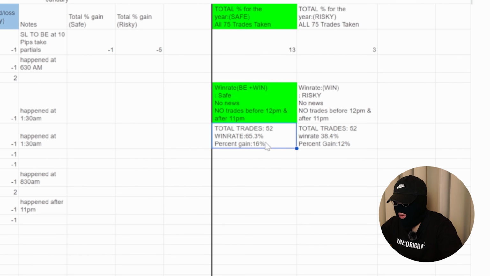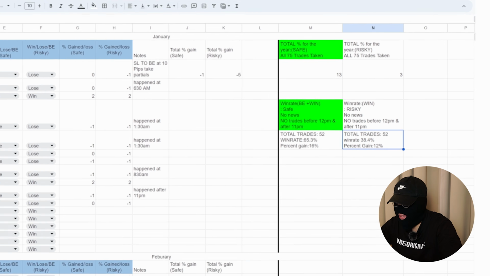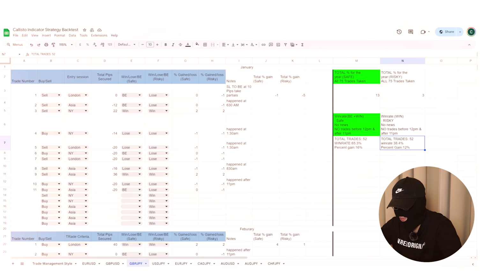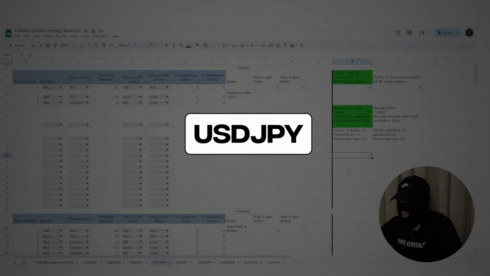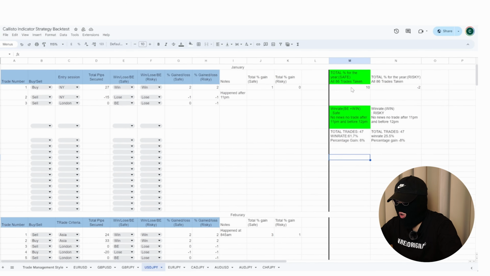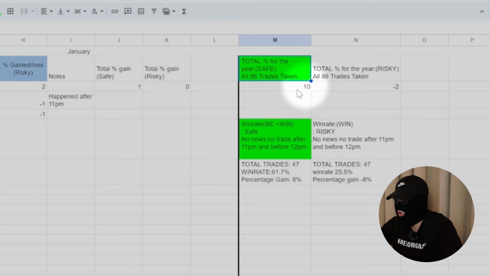If we're using the risky method, it will only give us 12% gain and a way lower win rate of 38.4%. With similar results as the other pairs, the safe method wins again. And let's take a look at the last pair I'll go through with you guys. USD JPY. If we take all 86 trades given throughout the year on the safe risk management mode, including news, and outside our trading timings, I will be up a good 10%.